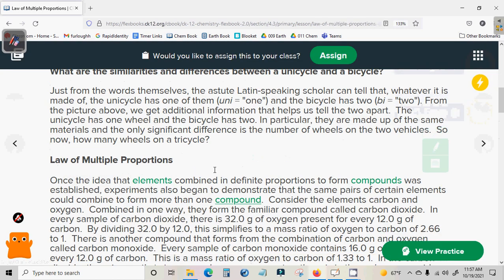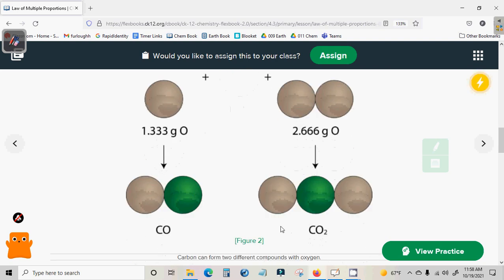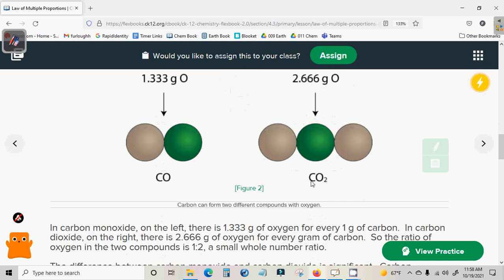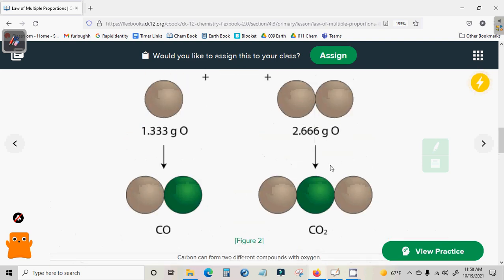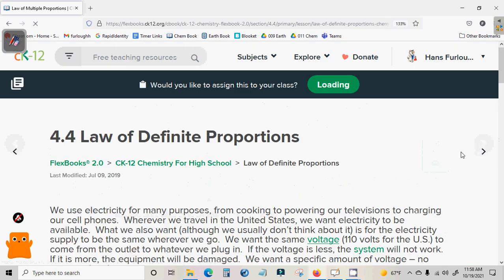All right, multiple proportions just means that if we know that 1 gram of carbon can react with 1.333 grams of oxygen to form carbon monoxide, CO, and that 1 gram of carbon can react with 2.666 grams of oxygen to form carbon dioxide, okay, then we can look at these two numbers, the amount of oxygen in carbon monoxide and the amount of oxygen in carbon dioxide, and we get a 2-to-1 ratio. Okay, that's all that means. Now that will be useful.